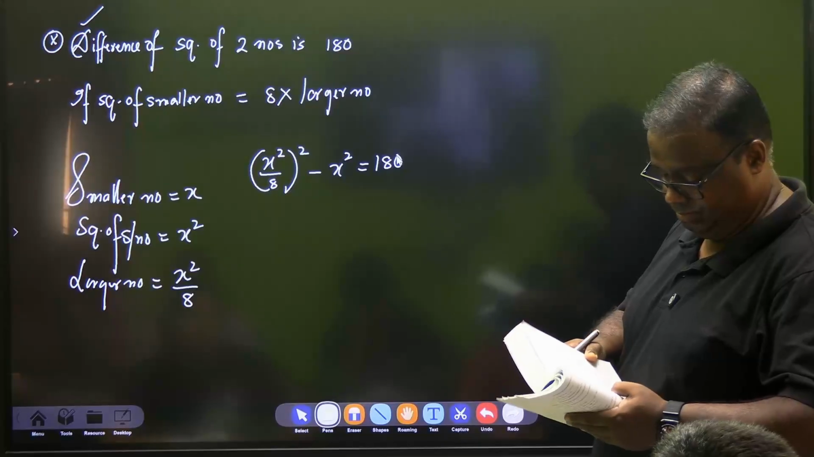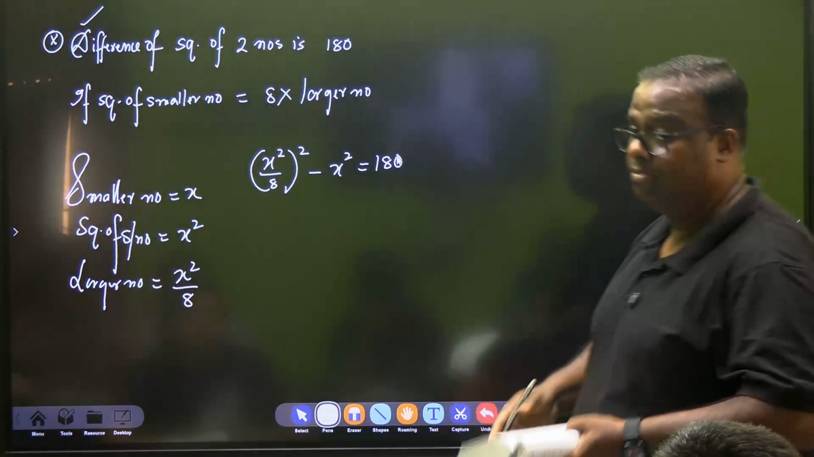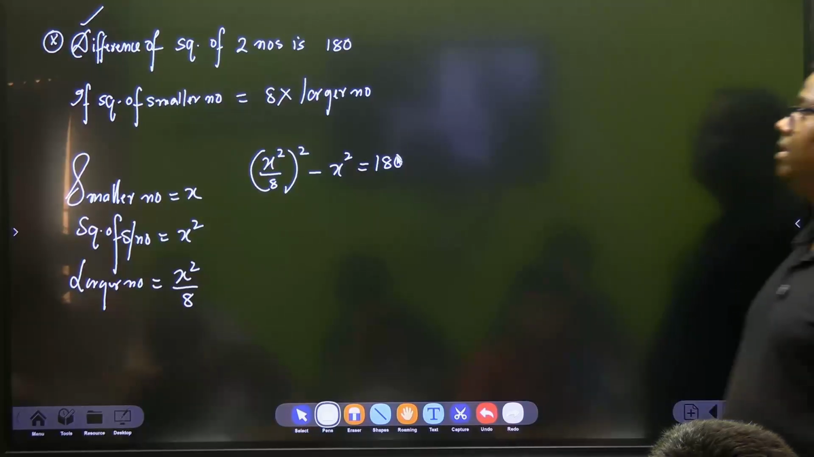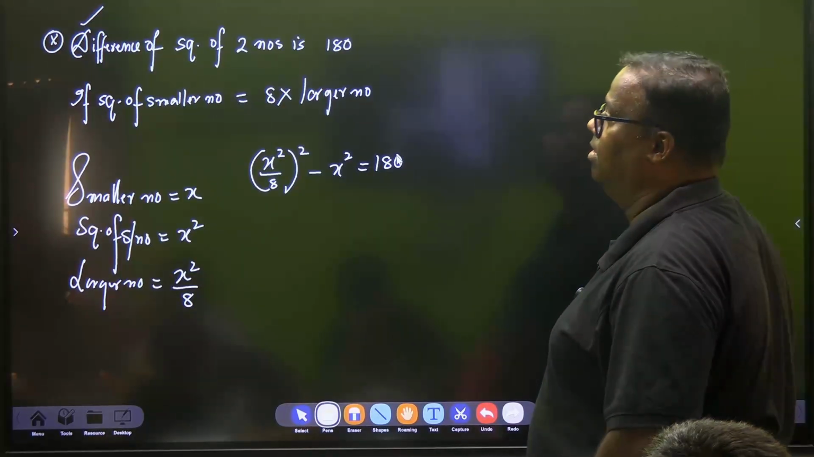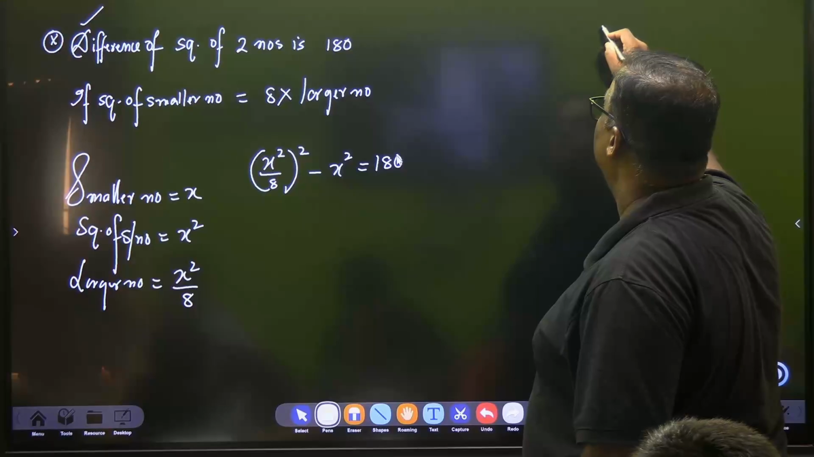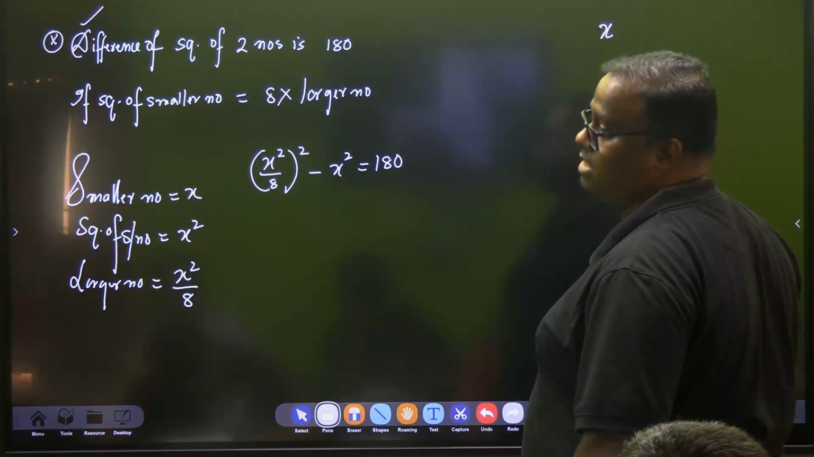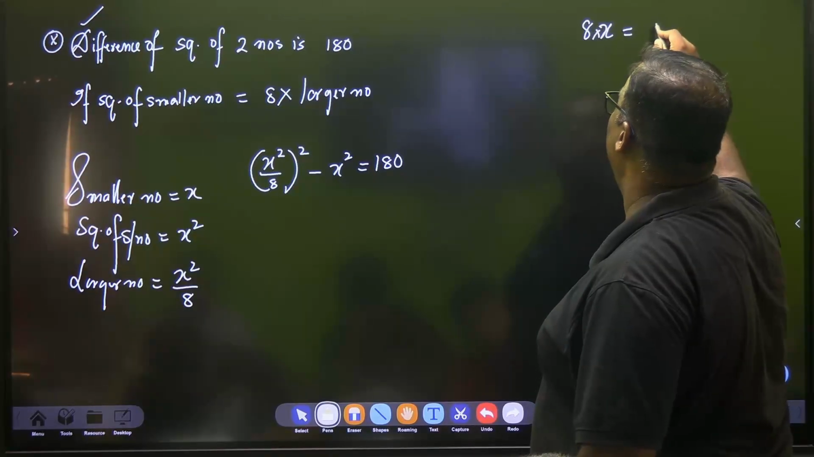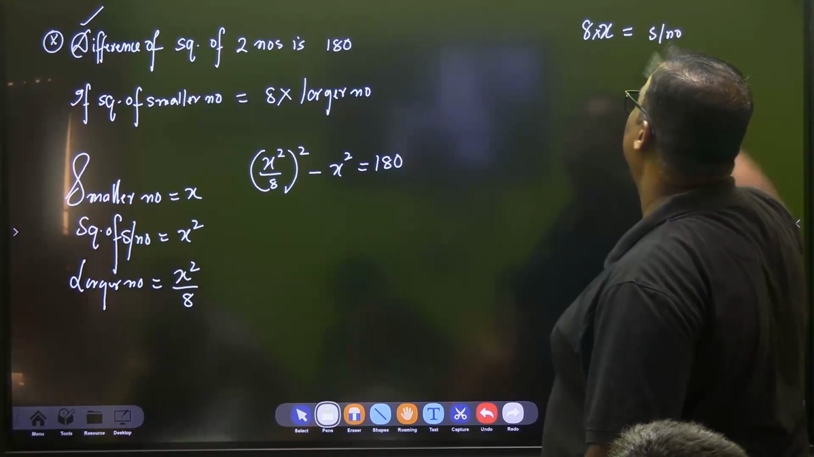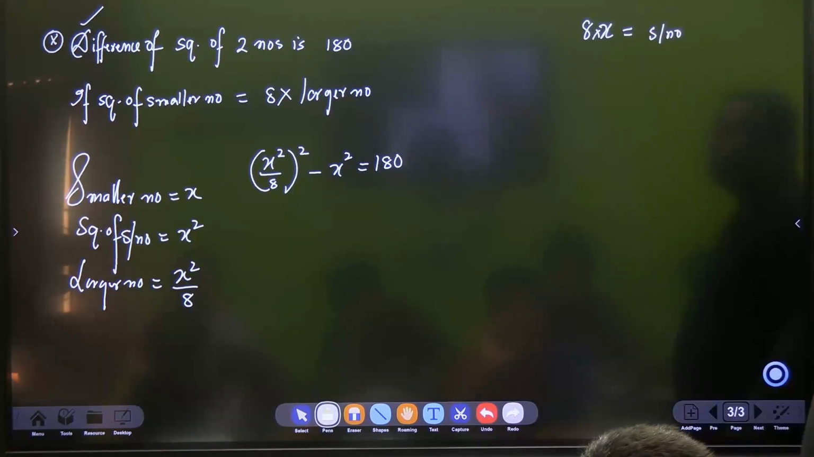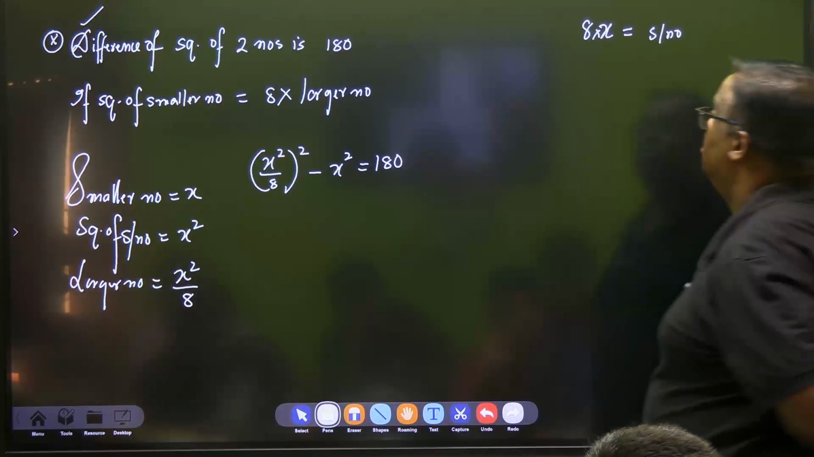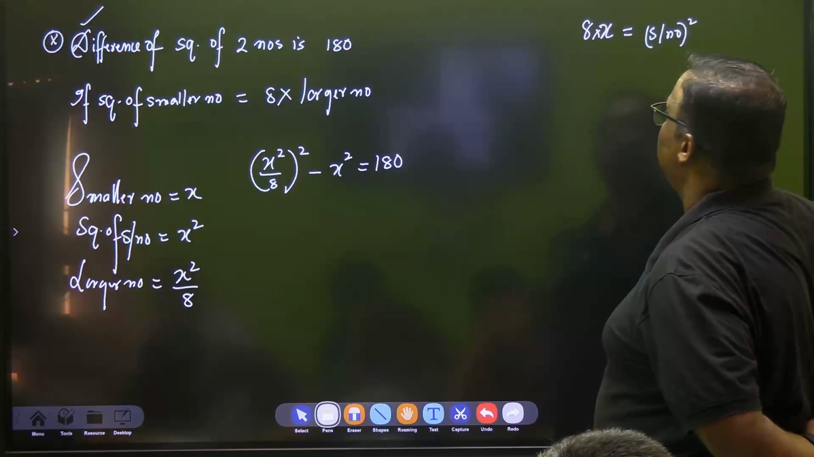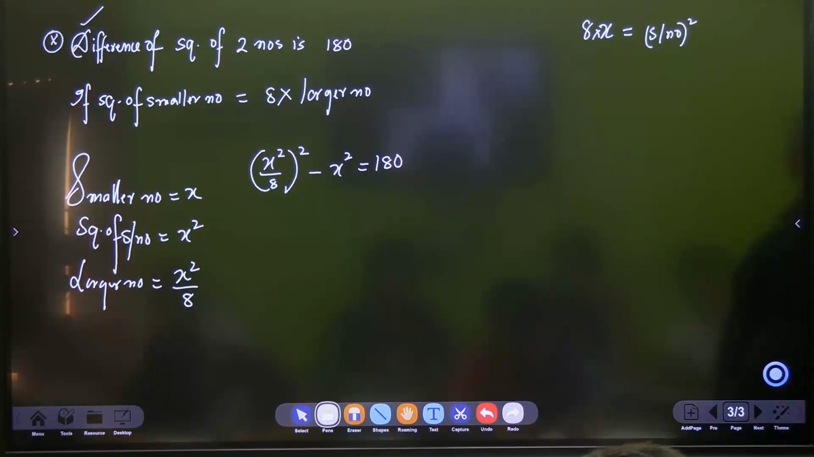If the larger number is x, then 8 times the larger number is the square of the smaller number. So this is the square of the smaller number. So the smaller number will become what? Root of 8x.